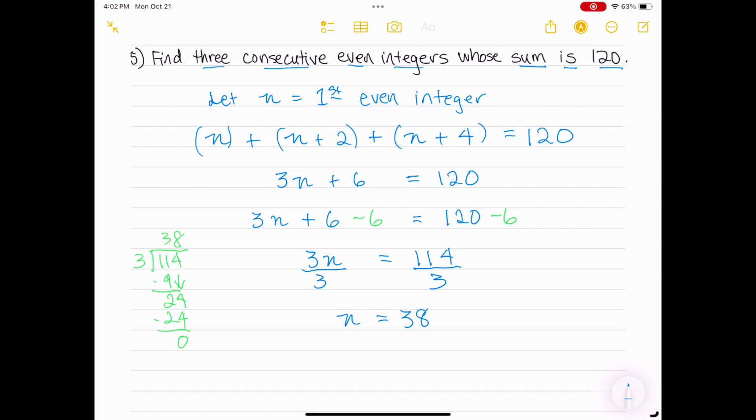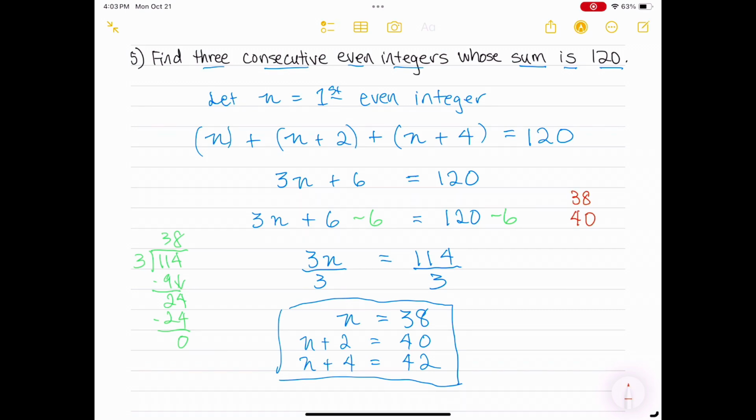The next two consecutive even integers would be 38 plus 2, which is 40, and 38 plus 4, which equals 42. Now I need to check my answer by adding 38 plus 40 plus 42 to see if it equals 120. I do that calculation on the side, and I find indeed 38 plus 40 plus 42 does equal 120. Therefore, the solutions are correct.